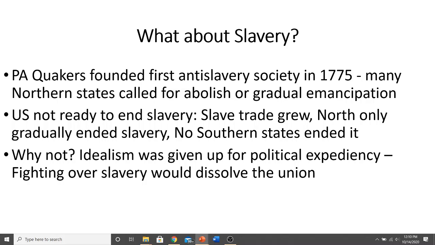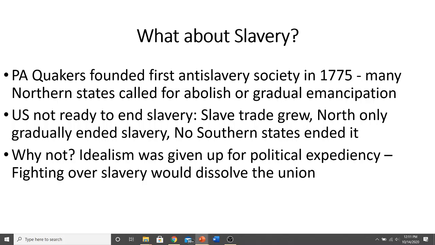So some states do begin pushing to get rid of slavery. Pennsylvania Quakers are among the first to form anti-slavery societies in 1775, and many northern states call for abolition, and many also pass laws that provide for gradual emancipation. However, the U.S. was not, sadly, ready to end slavery.